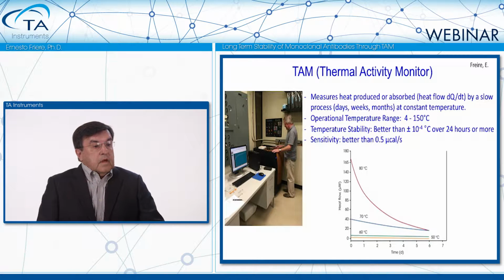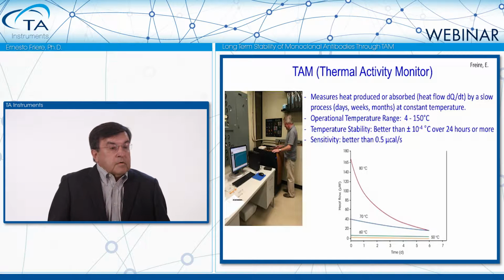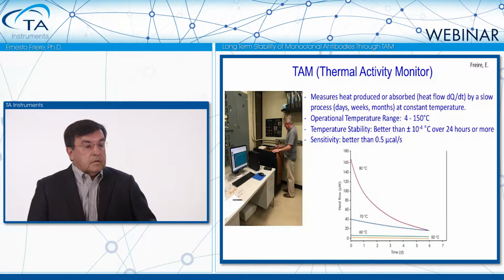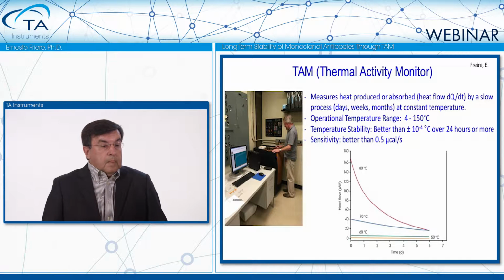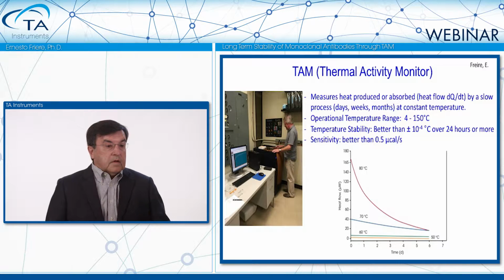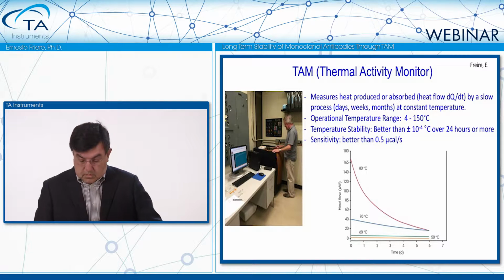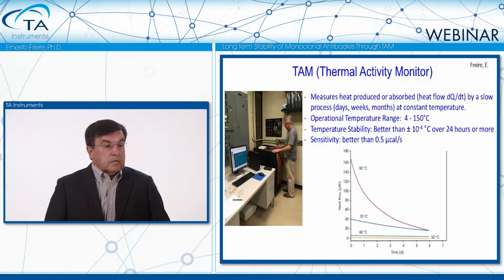So what is the TAM? The TAM, or thermal activity monitor, measures the heat that is produced or absorbed, called heat flow, by a slow process that takes days, weeks, months at constant temperature. In the graph below, you can see the heat flow versus time in days for some arbitrary process at different temperatures. And this is what we are going to measure with monoclonal antibodies and other proteins.